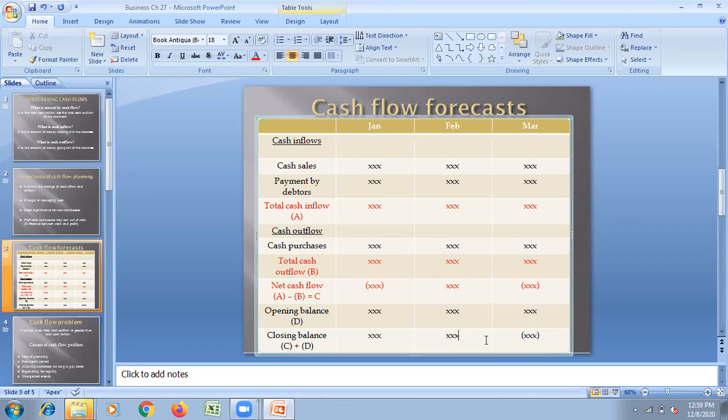Now, any question regarding cash flow forecast? You are most welcome. If it is clear then it's fine. Anyone who is not clear about it? Yes, Hamza.